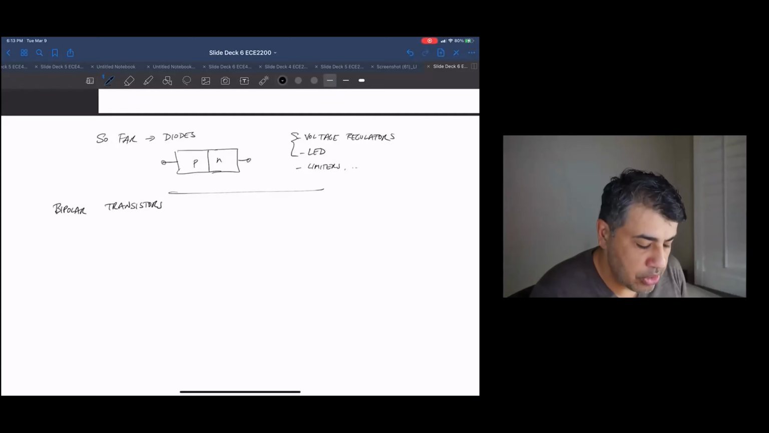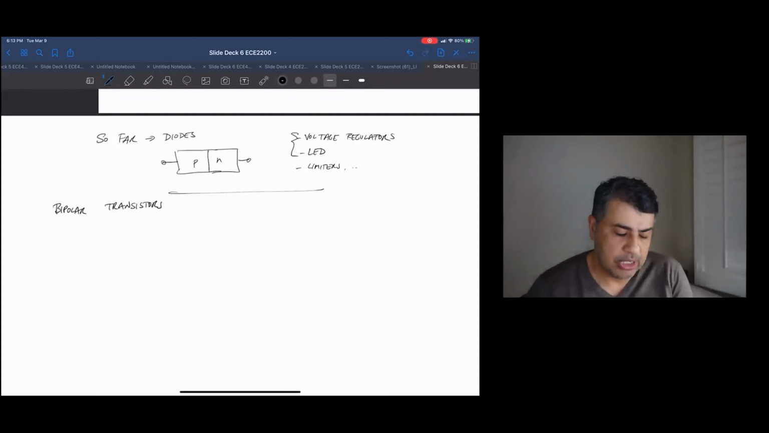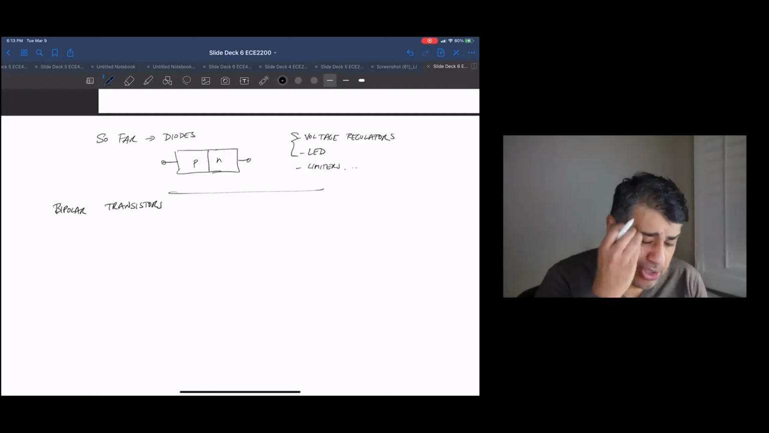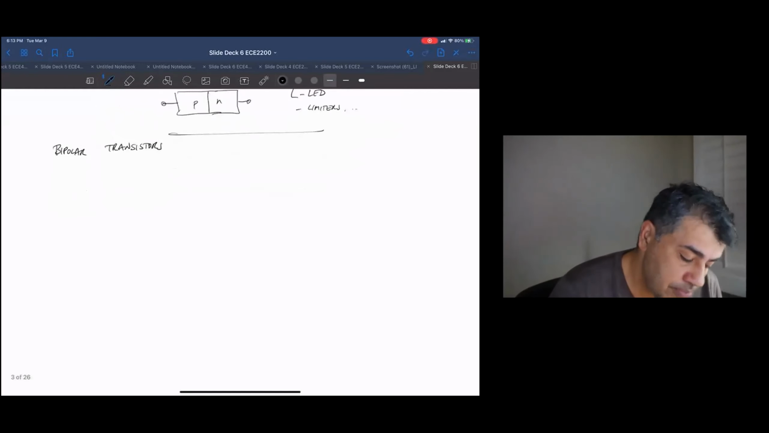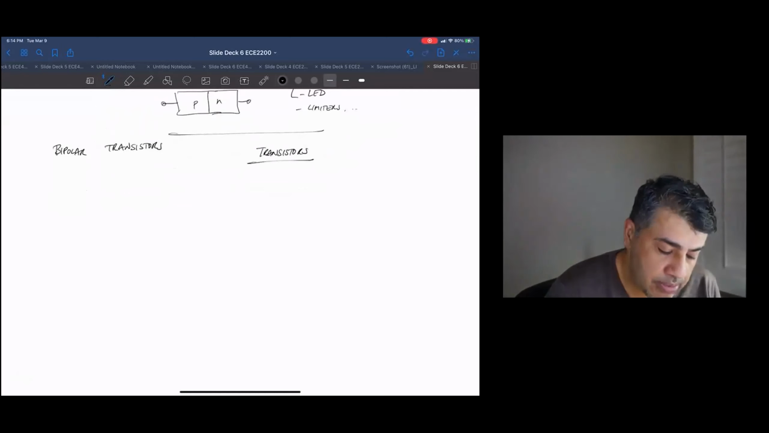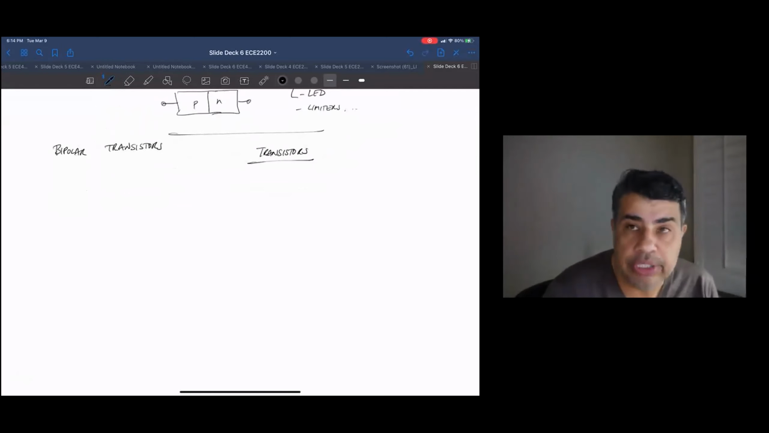Okay, so bipolar transistors are just one type of transistor. I think I might have mentioned this to you guys early on. So we have the world of transistors, which is basically all the electronics we typically work with.